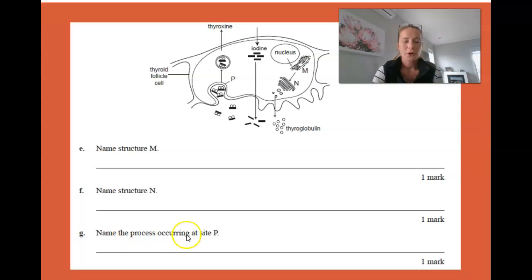And name the process occurring at site P. Did you see the tiny arrow pointing inwards? It's a quick mistake to make to think that this is a vesicle that's merging with the membrane and kicking its contents out, which would make it exocytosis. The tiny arrow is pointing in. So this is actually endocytosis. Hopefully you picked up on that.